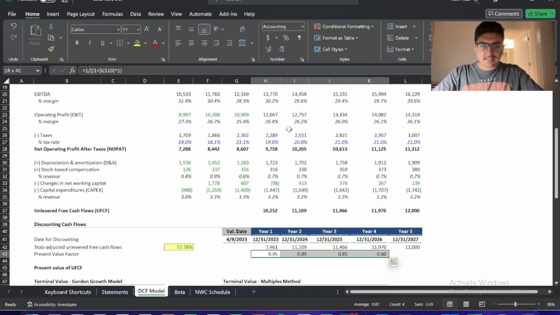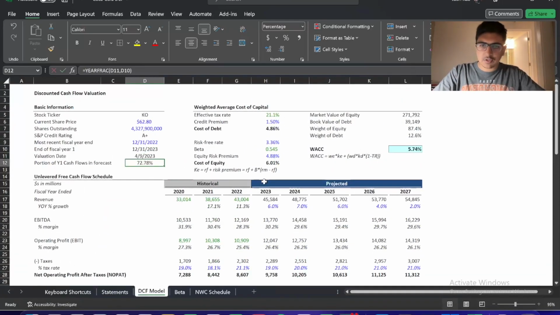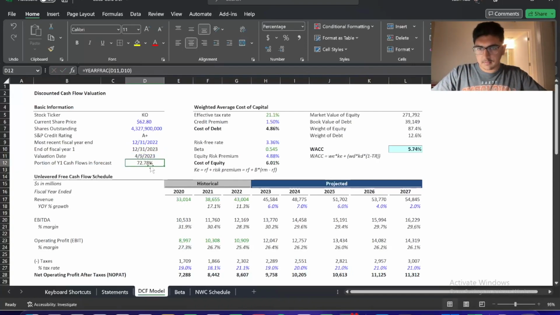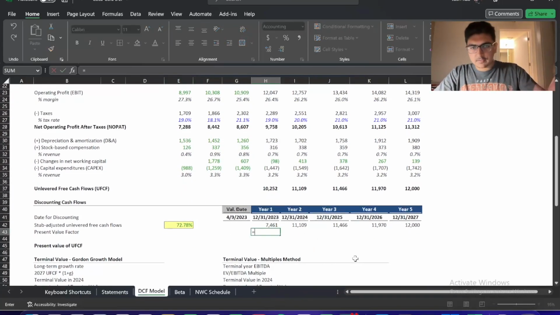So the way that we fix this is we can use the year frac function again. So how did we get this percentage? How did we get the stub percentage? We use the year frac function to say, what is the percent of the year left between today's date and the end of the year? And it says 72%. So we need to actually discount by 0.7278, really.